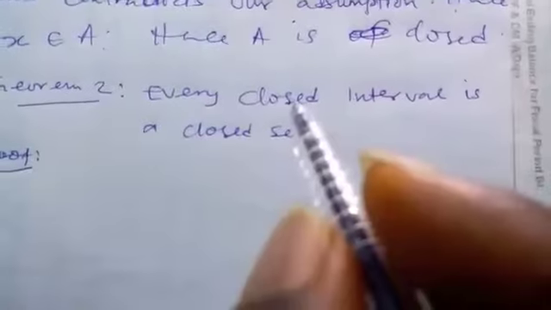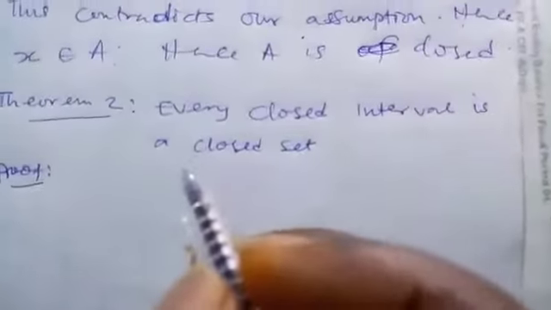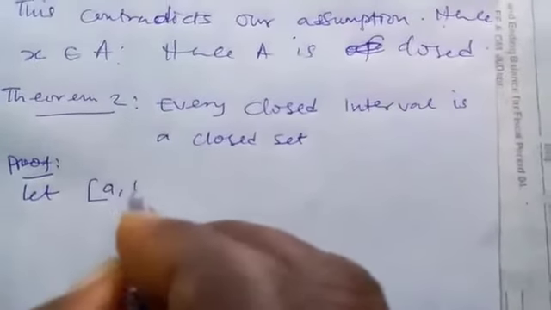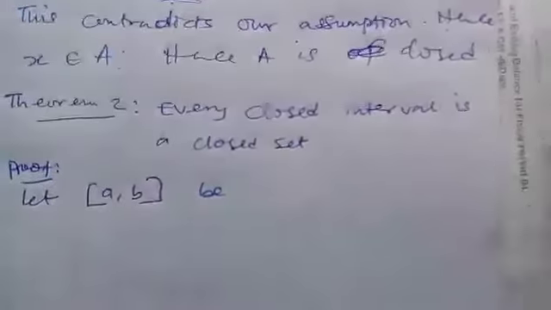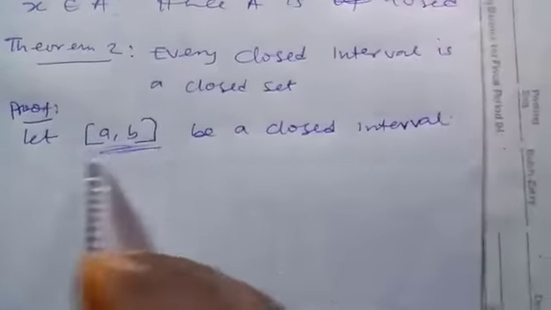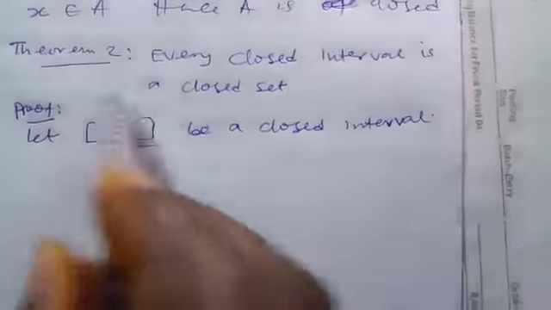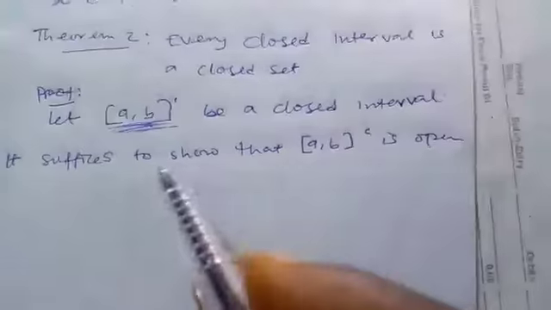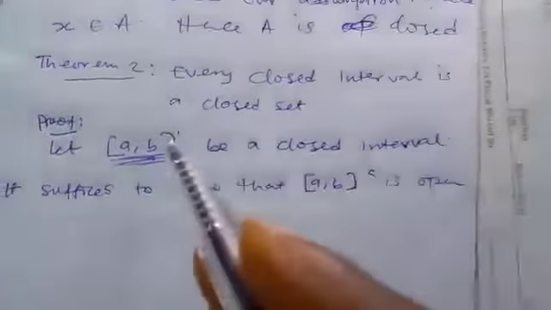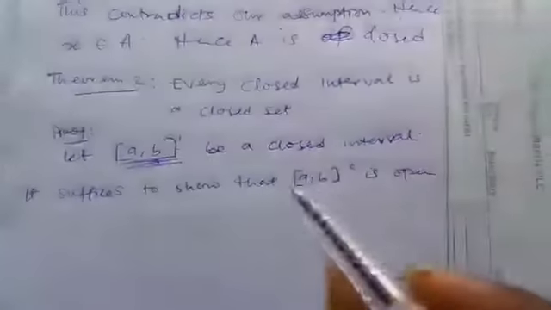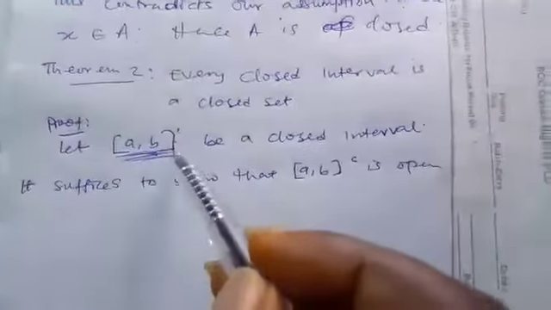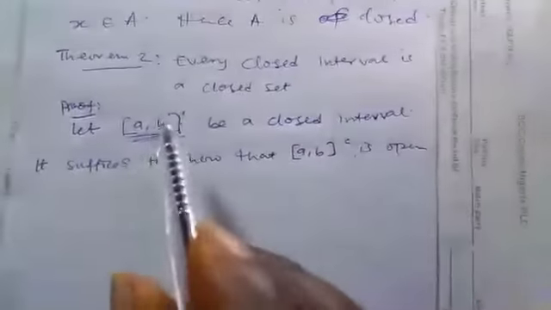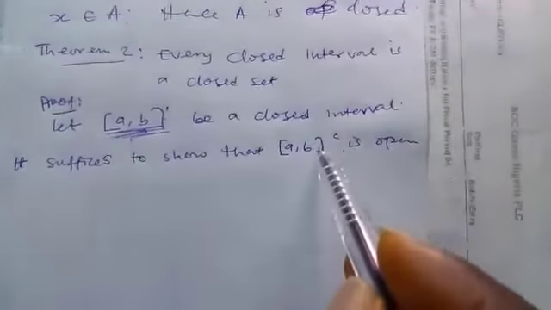Another theorem here: every closed interval is a closed set. So we need to let this be a closed interval. For us to show that this closed interval is a closed set, we only need to show that the complement of this closed interval is open. And why are we choosing that? Because we have said that if a set is closed, then its complement must be open. So for us to show that this thing is closed, we only need to show that the complement is open.